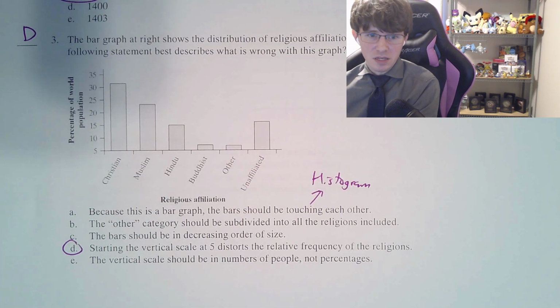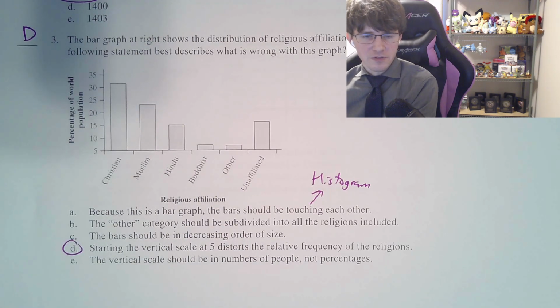Definitely does not need to be the case. Bars should be in decreasing order of size. Absolutely not. They can be in any order whatsoever. Usually it's simply in the order they show up in the survey.